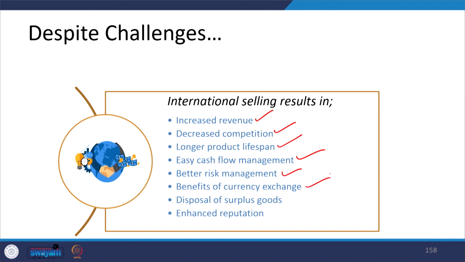Benefits of currency exchange, sometimes you may get a benefit from the currency exchange rates as well, such as earning in rupees versus earning in dollars, say. Disposal of surplus goods as well, that's one of the ways international selling can help. And enhanced reputation for your business, to establish yourself as a global player providing products and services across the globe. That's a benefit one can ultimately enjoy through international selling.